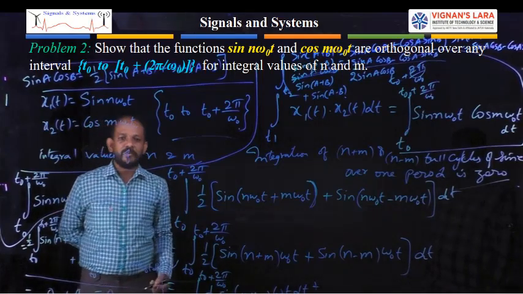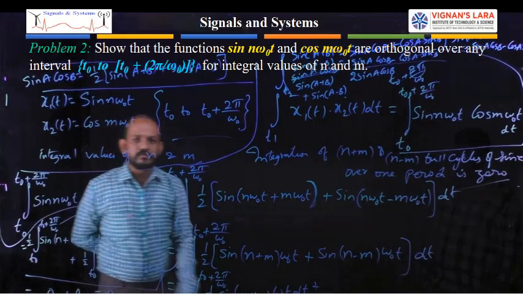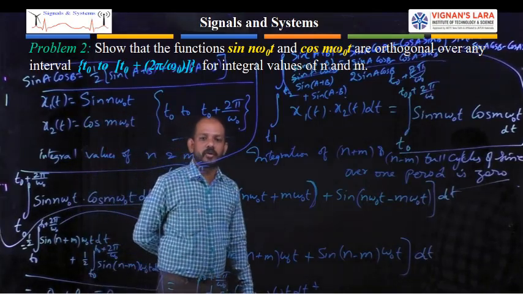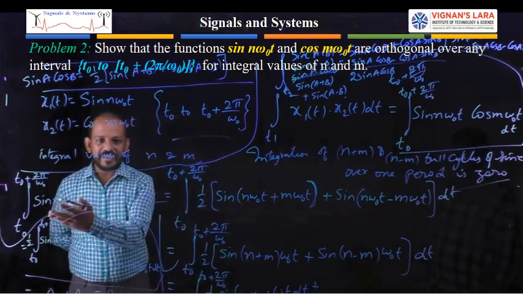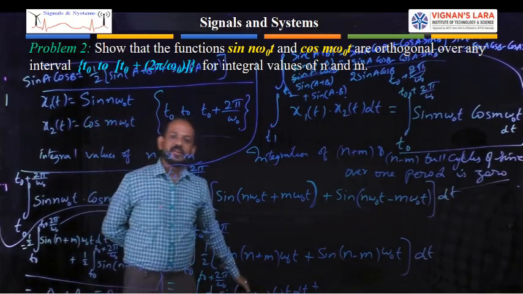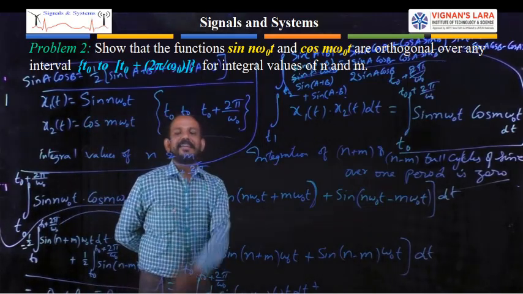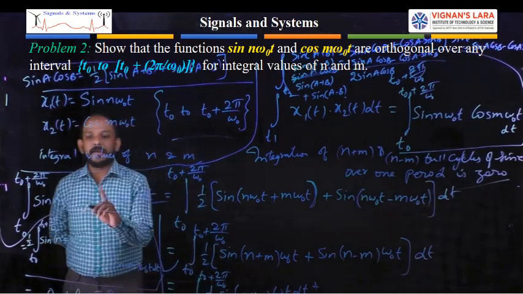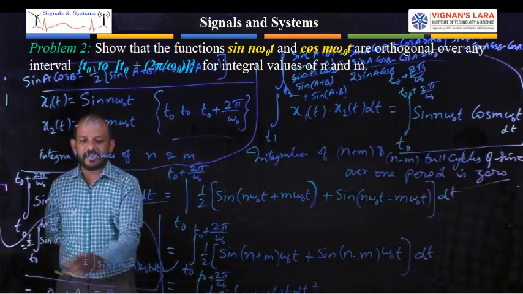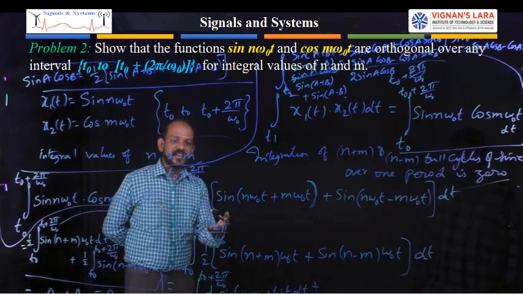So finally you can conclude the two functions are orthogonal to each other over the given interval for integral values of n and m. So this is your second problem.